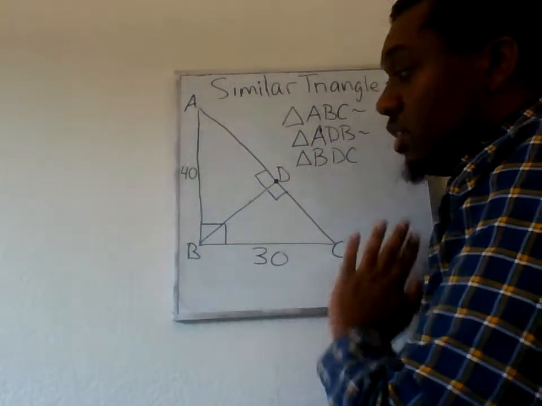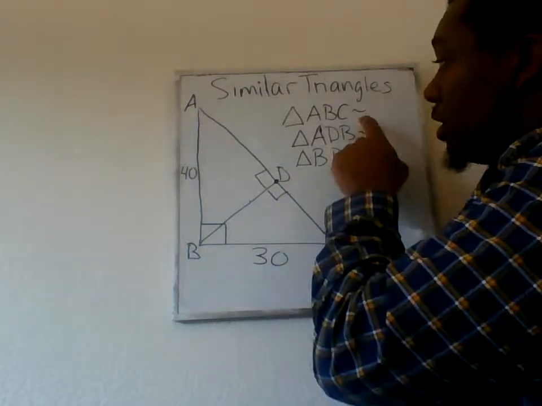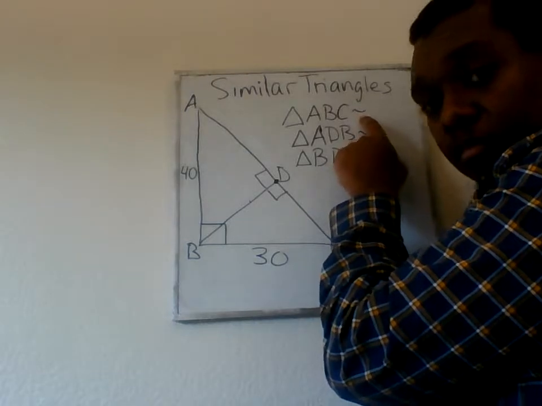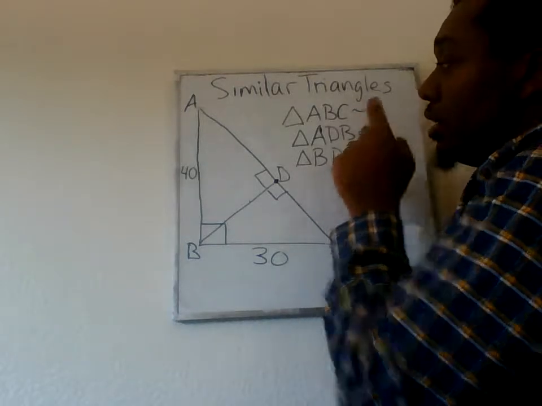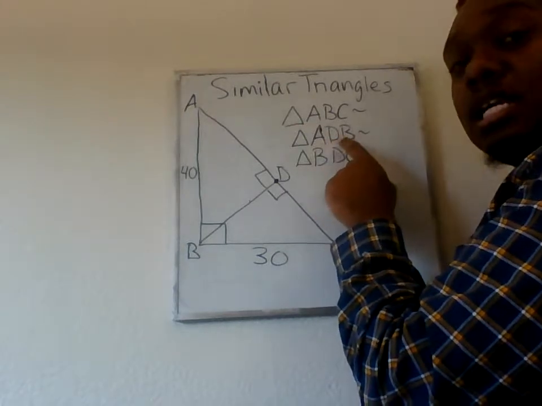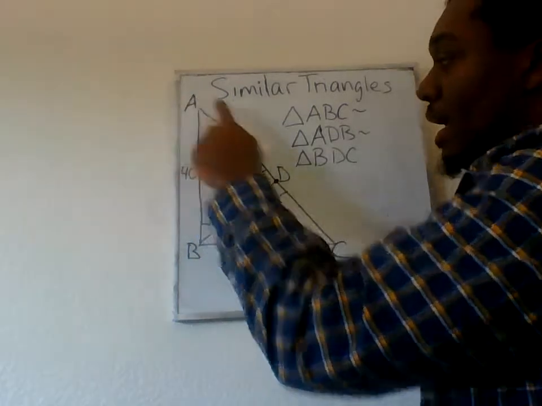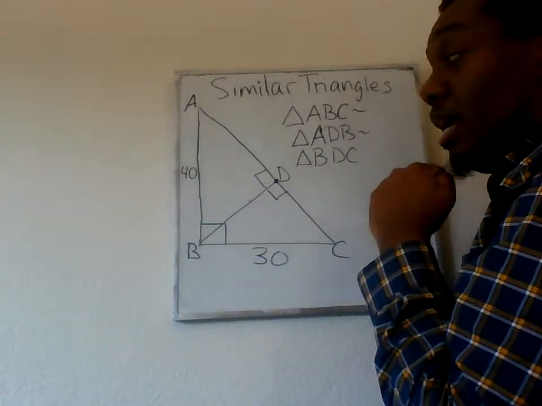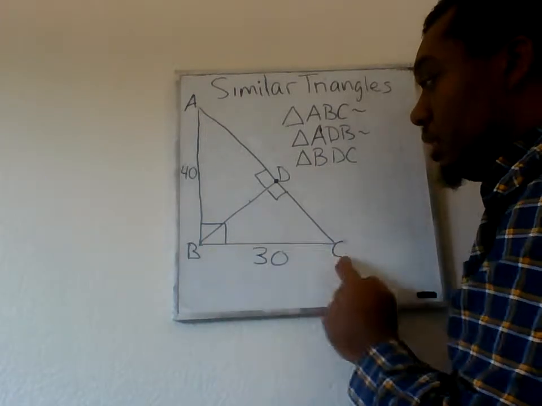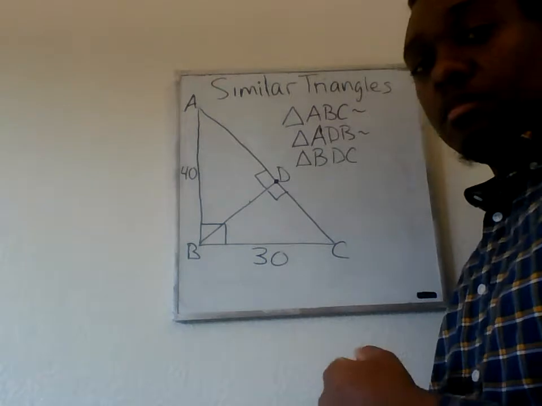So in essence here, what is drawn, I have triangle ABC being similar. Notice how that looks kind of like the congruent symbol, except it doesn't have the equals underneath. So triangle ABC is similar to triangle ADB, and triangle BCD is also going to be similar to ABC.